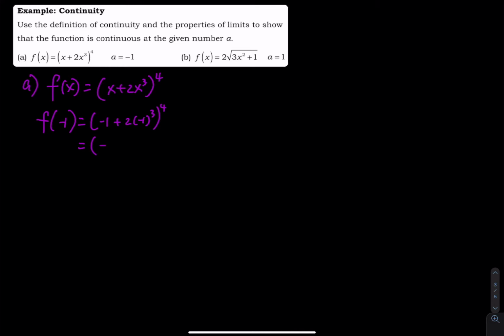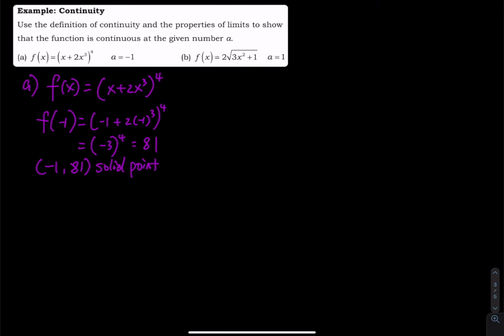So a, we have f of x equals (x plus 2x to the third) raised to the fourth power at x equals -1. We have (-1 plus 2 times (-1) to the third), and then raised to the fourth. So that is equal to (-1 minus 2), that is (-3) raised to the 4. 9 times 9 is equal to 81. So f of -1 is defined. This -1, 81 is a solid point.